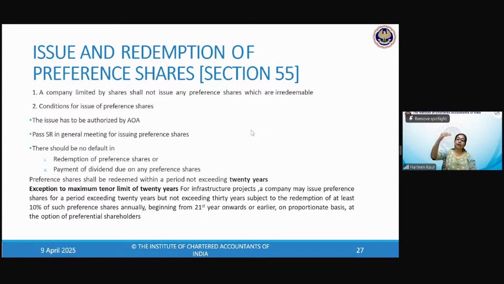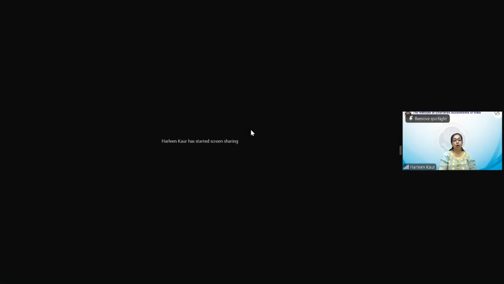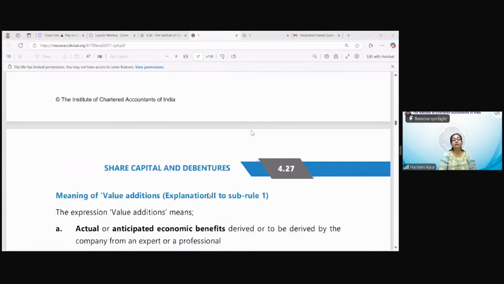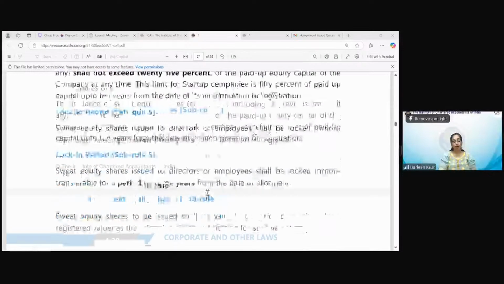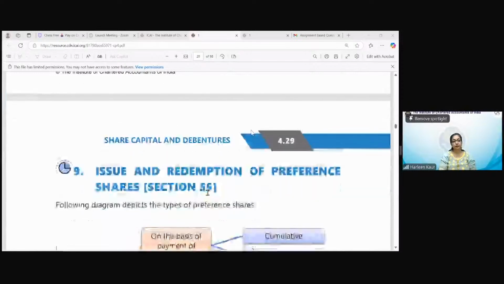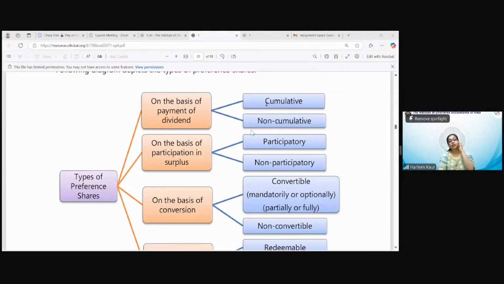There are either cumulative preference shares or non-cumulative. Let me just show it from the study also. Preference shares can be cumulative or non-cumulative, participating or non-participating. They can be cumulative or non-cumulative. What is the meaning of cumulative and what is the meaning of non-cumulative? In my last class, I remember I have shared it with you.